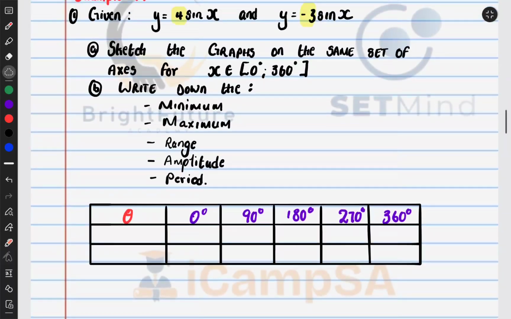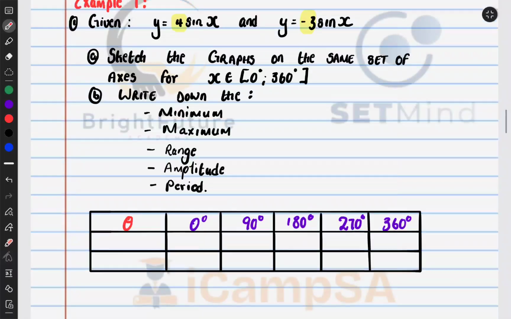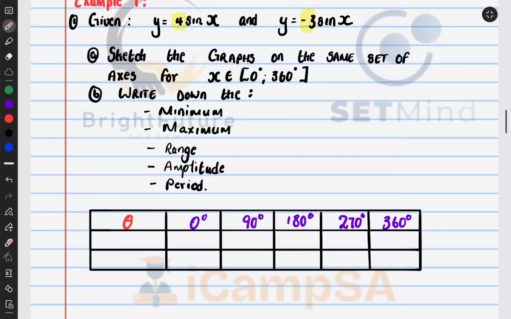Okay, so that is our table. The functions we are sketching are what? Y is equal to 4 sine x, and then the other one is y is equal to negative 3 sine x.